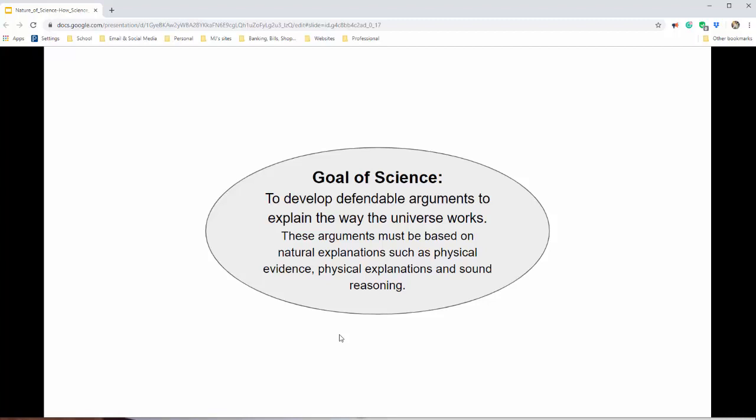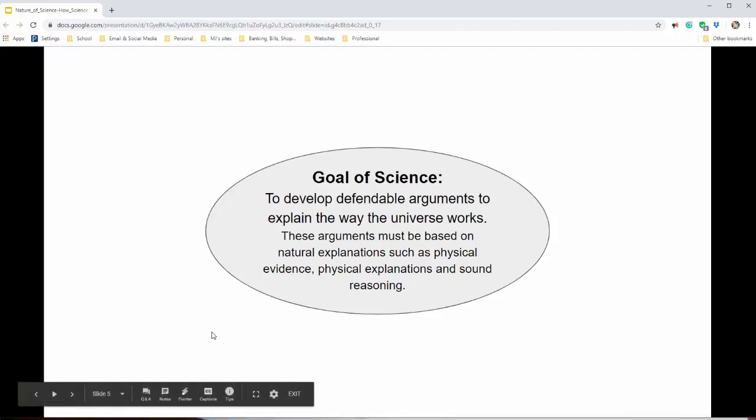Sound reasoning. Some people, I'm not so sure about sound reasoning these days. Sometimes I hear some stuff that's like, what? Where do you get that from? Okay. So we're going to leave that kind of as an open-ended thing about what's sound, all right, for right now. Okay, reasonable. And it's scientifically reasonable that's important.